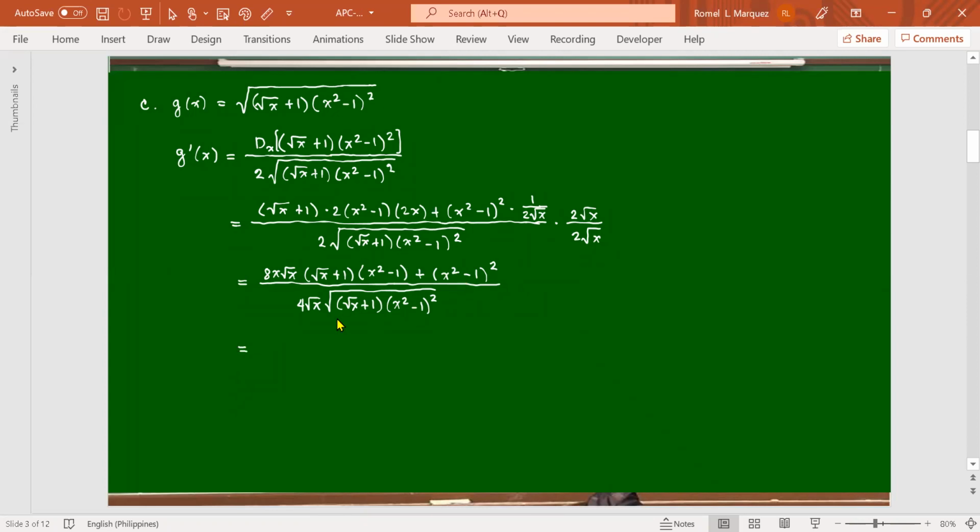Simplify further by expressing the numerator in factored form. What is common? X squared minus 1. What's left here? 8x square root of x, and square root of x plus 1. Wala na to. There is a plus x squared minus 1 here. All over.